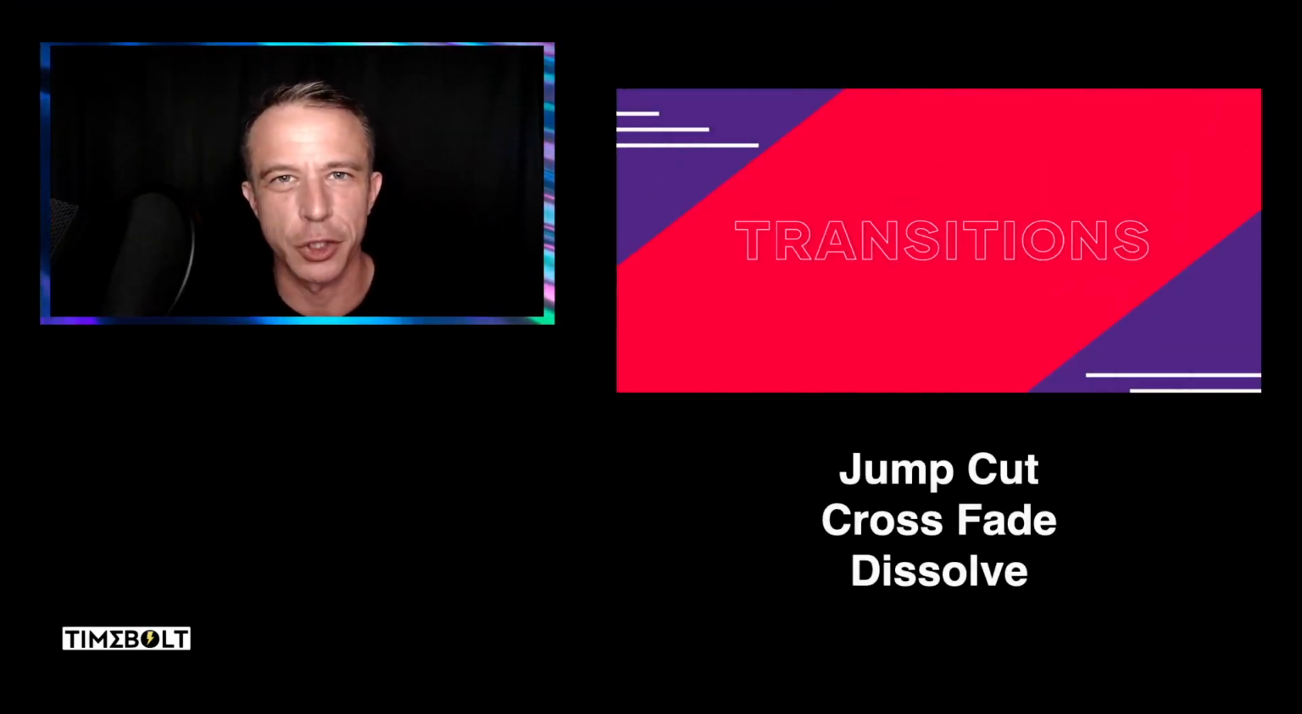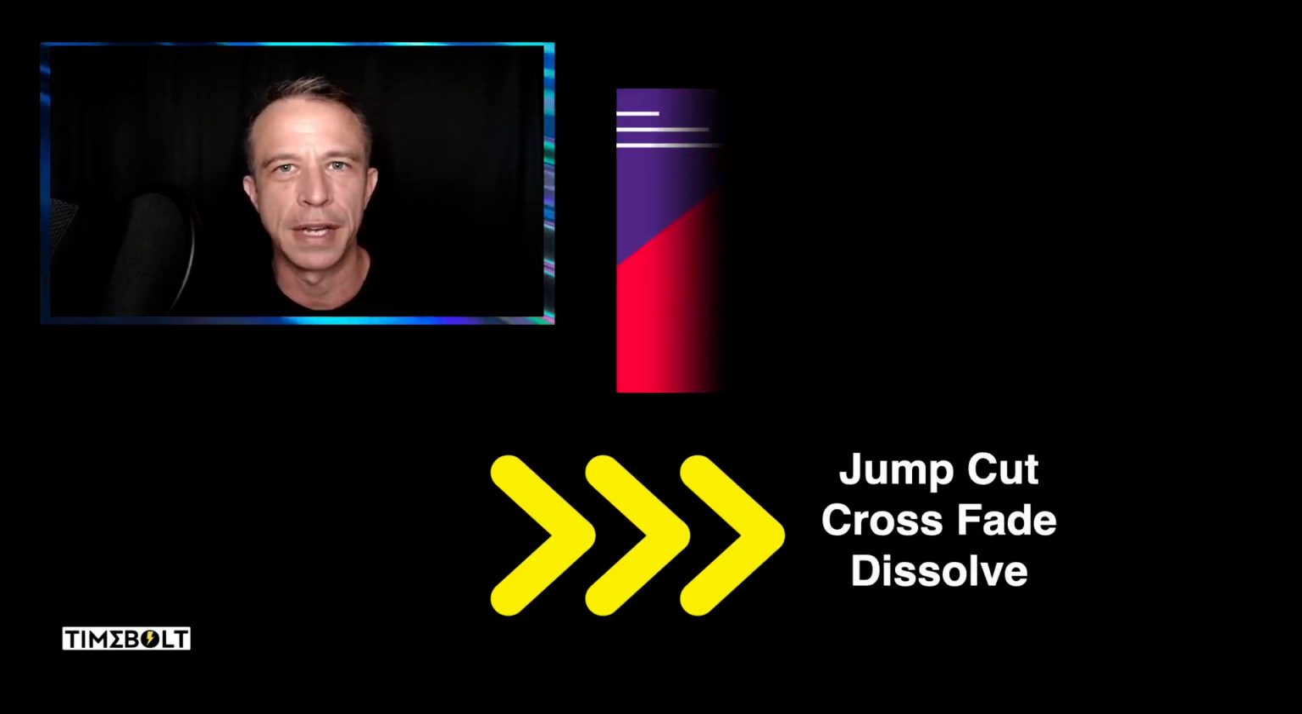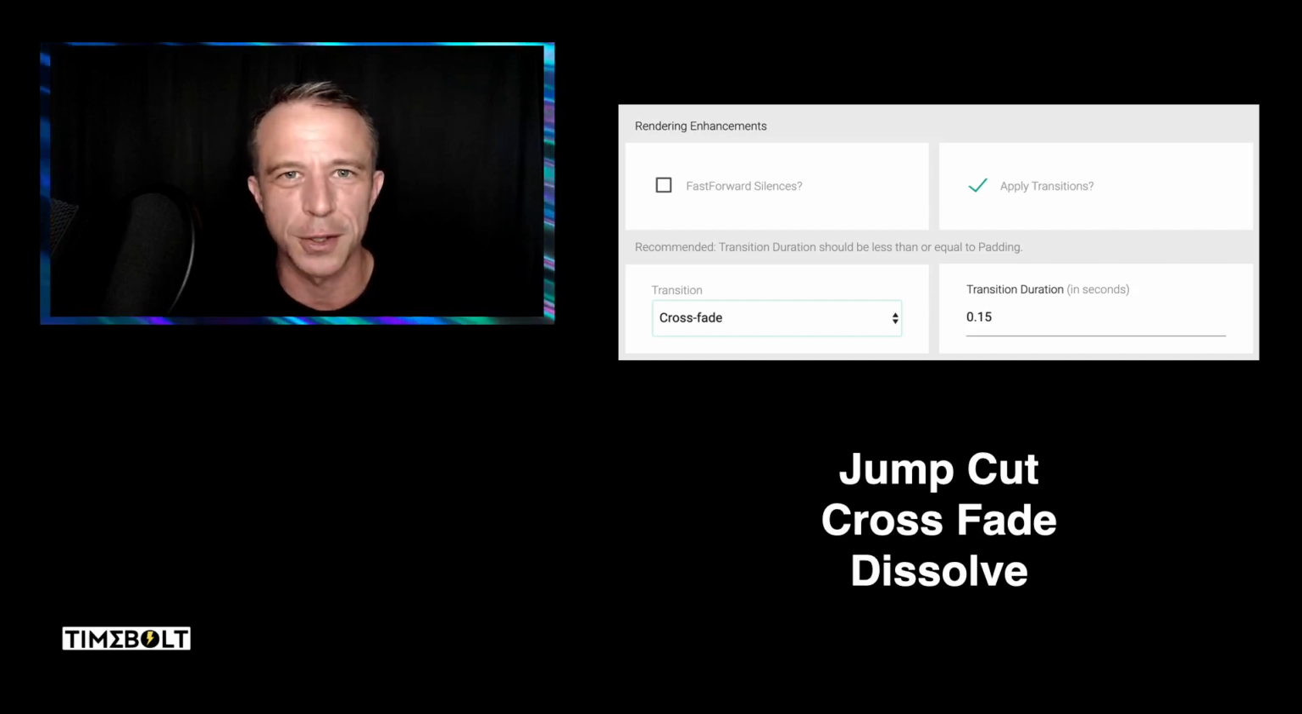Today we're going to talk about transitions inside TimeBolt software. We're going to look at the jump cut, the crossfade, dissolve. Typically these transitions are used to smoothly move from one scene to the next. Is there a great alternative to the jump cut? You tell me. Let's get started in the software.